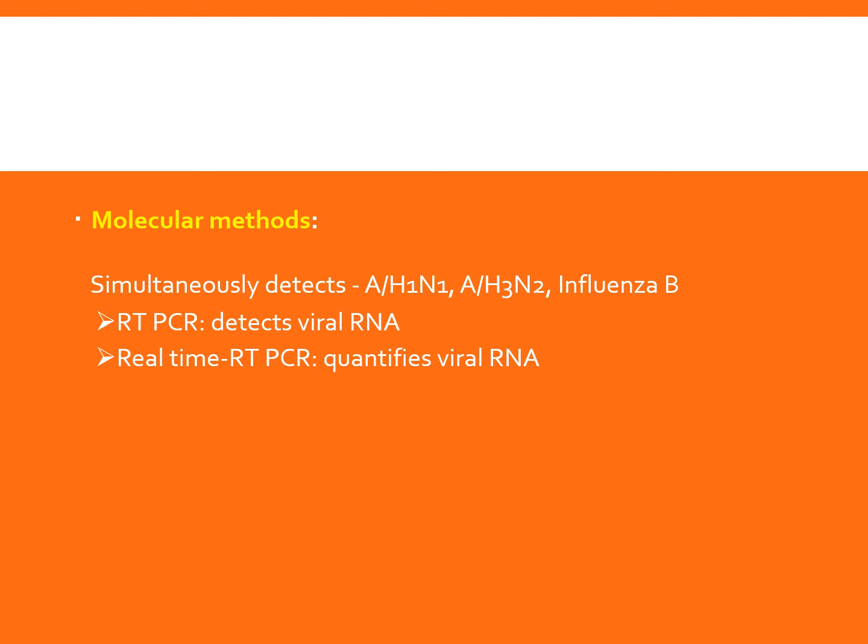It is very easy to know the strain, what type of strain it is, and it is almost a confirmatory technique and rapid. It can simultaneously detect influenza A and influenza B, and you can go for RT-PCR, but real-time is preferred. It can quantify the viral RNA also.